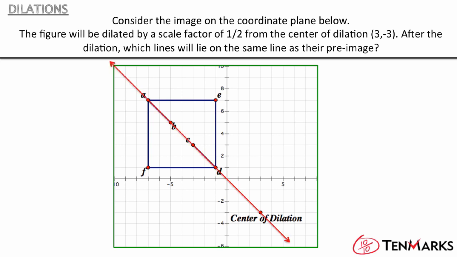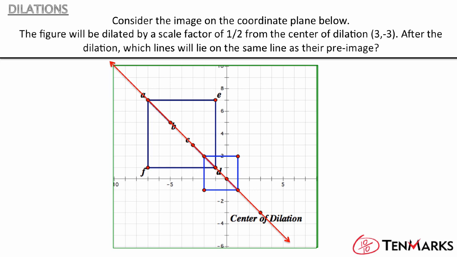This line goes through some of them. So the lines AB and CD will lie on the same lines after they're dilated. Let's dilate the figure just to double check. Here it is after a dilation of 1/2. Notice that the lines continue to lie on the same line as their pre-image. This is because they all lie on the same line that goes through the center of dilation.